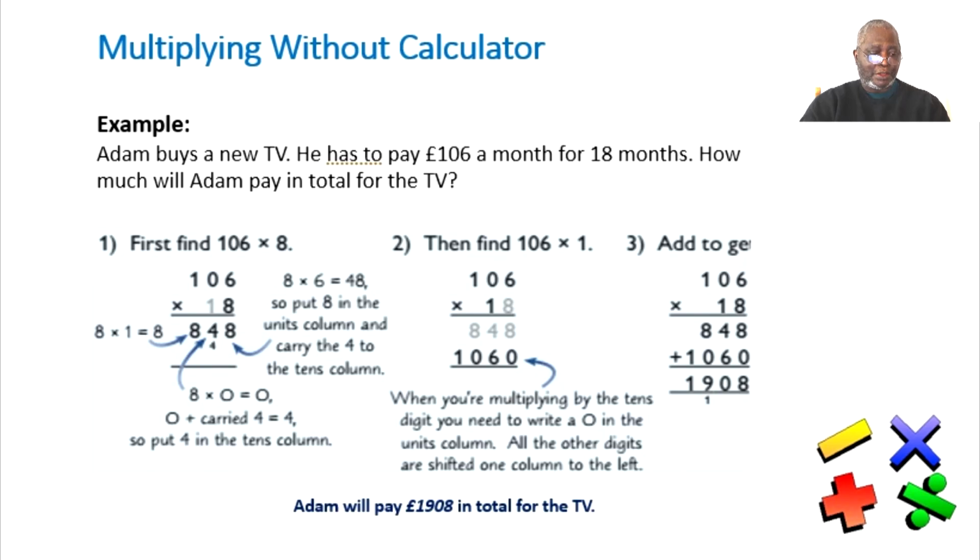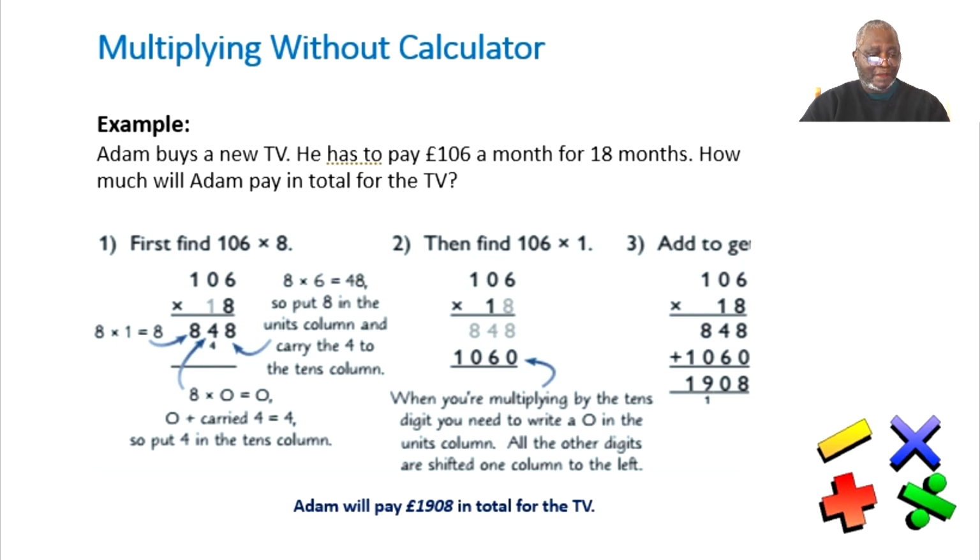Okay? So let's start. 6 times 8 is 48. You put your 8 down. And then naught times 8 is naught. Remember you carried 4 over from the units column. So you write your 4 down. And then 1 times 8 is 8. You did not carry anything. So that is pretty straightforward. So 106 times 8 is 848.